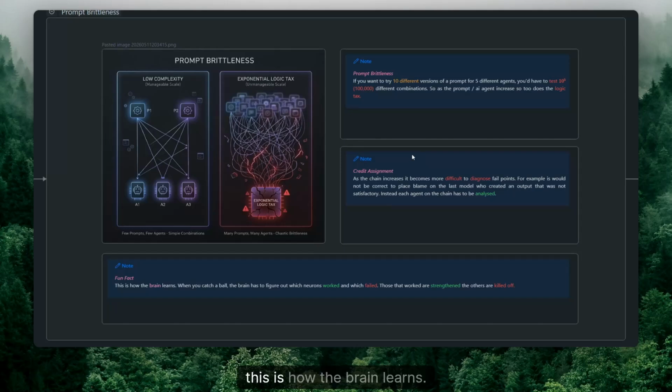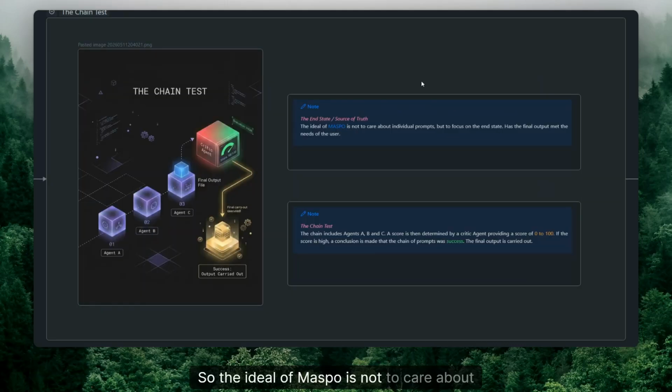So, fun fact, this is how the brain learns. If we look at neuroplasticity, whenever you catch a ball, the brain has to figure out which neurons worked and which failed. Those that worked are strengthened, the others are killed off. Pretty cool. So the ideal of MASPO is not to care about individual prompts, which I have felt very guilty of, fine tuning and trying to find the perfect prompt. But instead, it's to focus on the end state. Has the final output met the needs of the user?